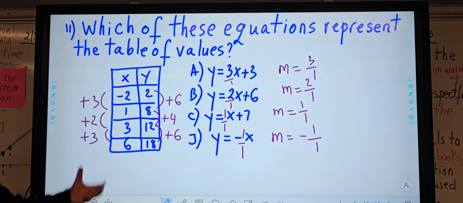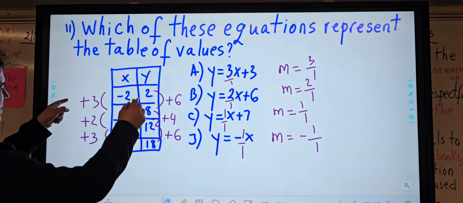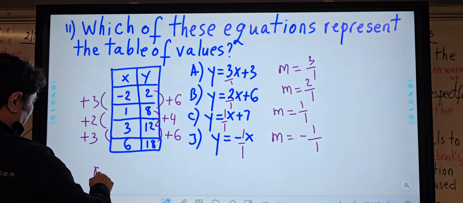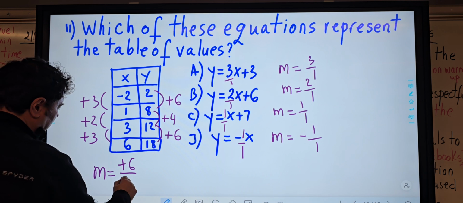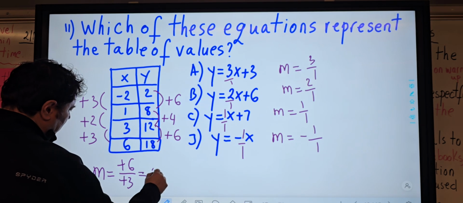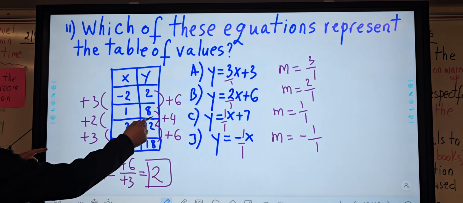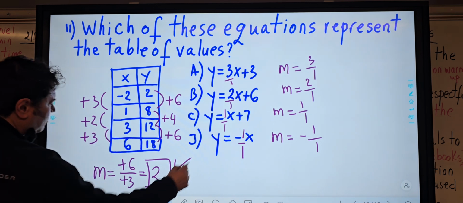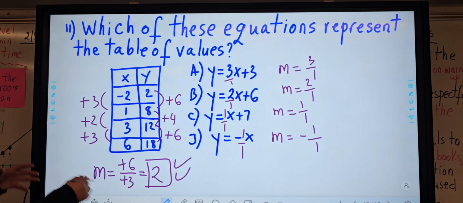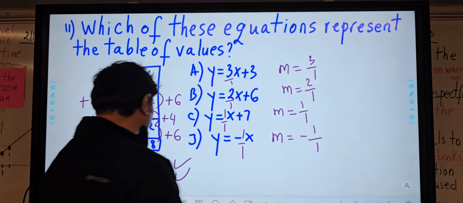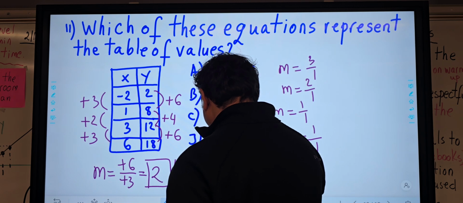And now let's see if we can divide the values of y by the values of x. 6 divided by 3, so m equals plus 6 over plus 3. 6 divided by 3 is 2. Let's see if all the other ones get 2. 4 divided by 2 is 2. 6 divided by 3 is 2. So 2 works. Or we can say m equals 2 over 1 in fraction form.